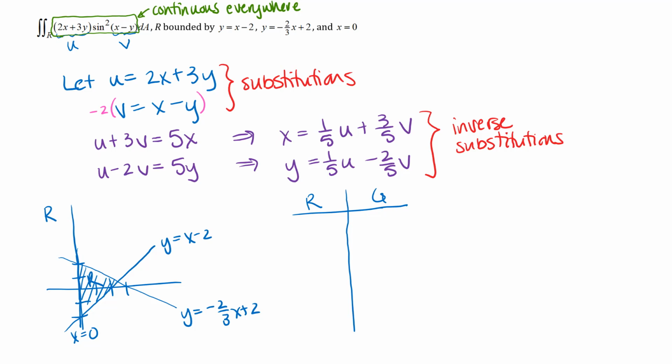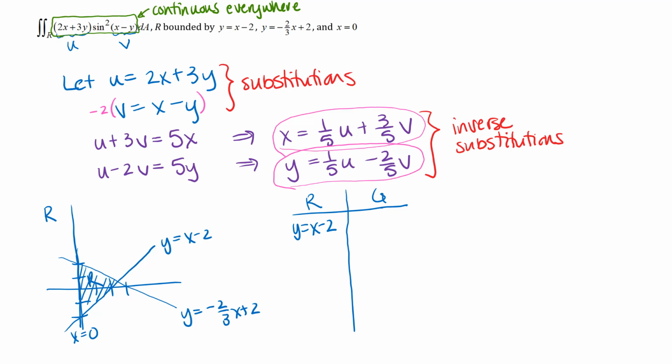Our first boundary for the region R is y equals x minus 2. And what I want to do is translate that into what the boundary would be for the region G in the uv plane. So I need to get that all in terms of u's and v's. So one way to do that would be to use my equations x equals 1/5 u plus 3/5 v, put that in for x, y equals 1/5 u minus 2/5 v, put that in for y, and simplify, so that would work. This one, there is a little bit simpler way to do this particular one.